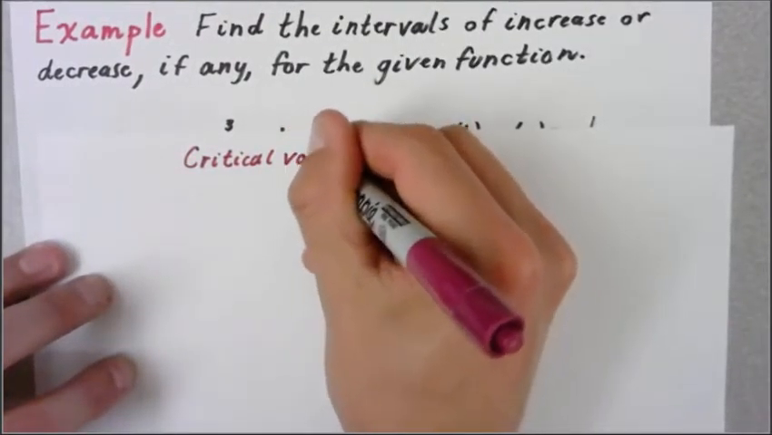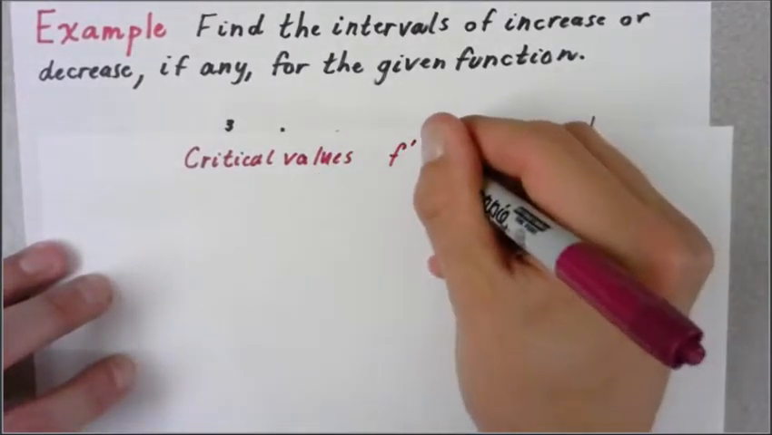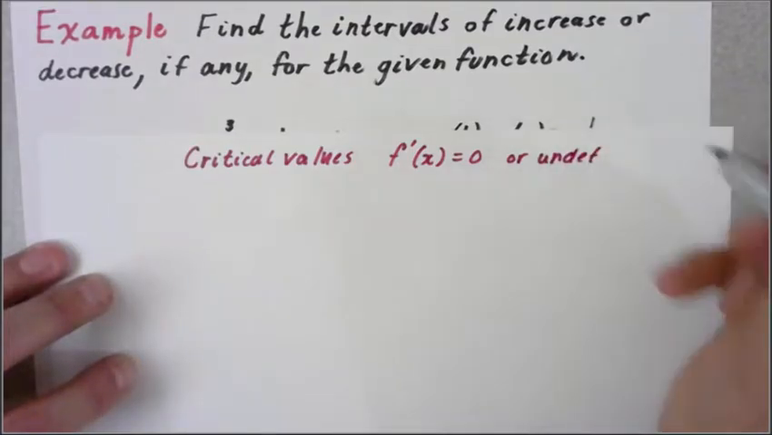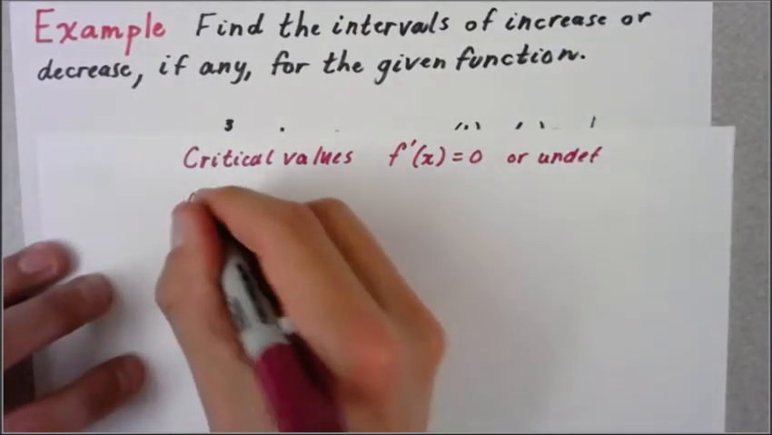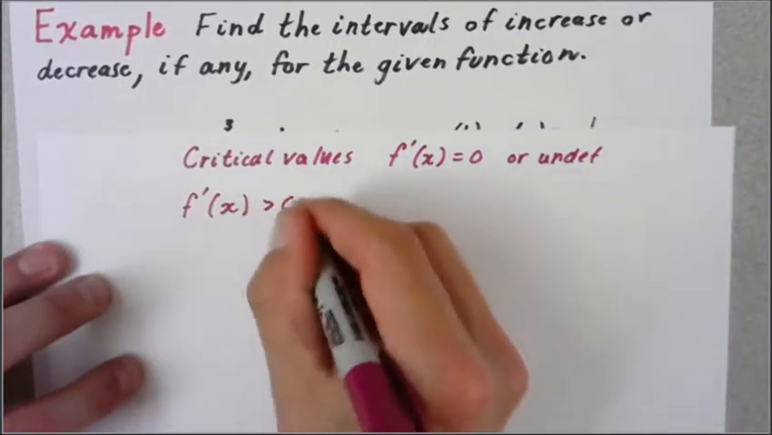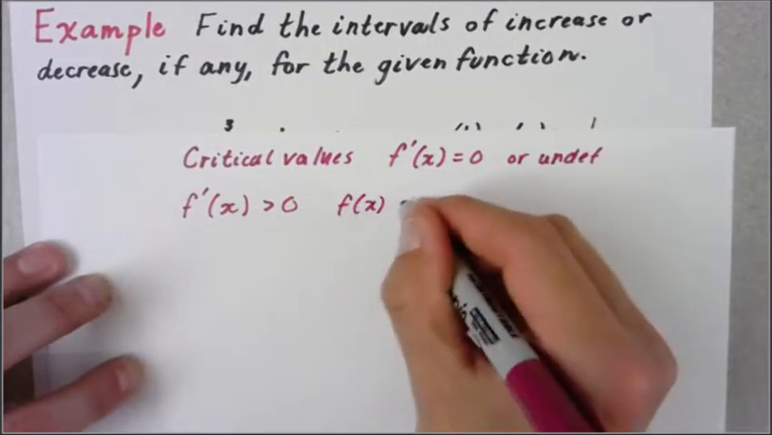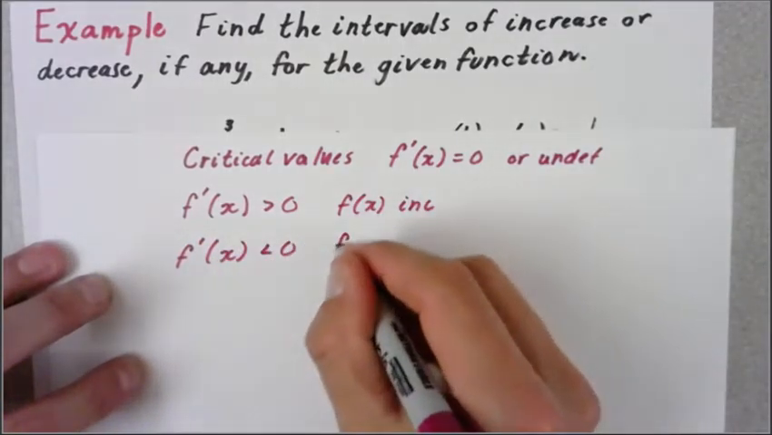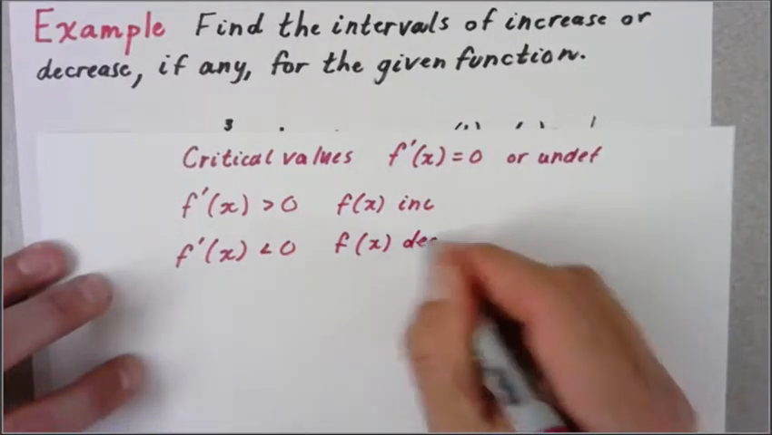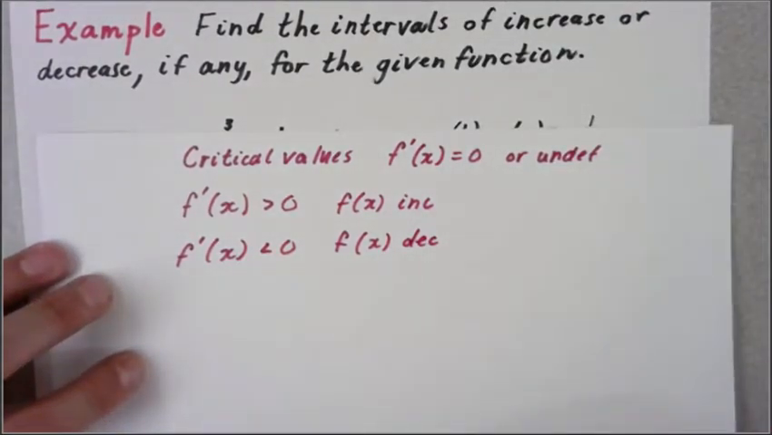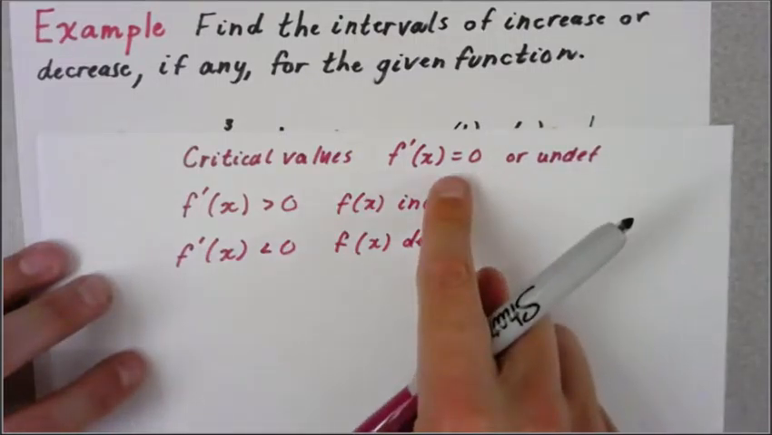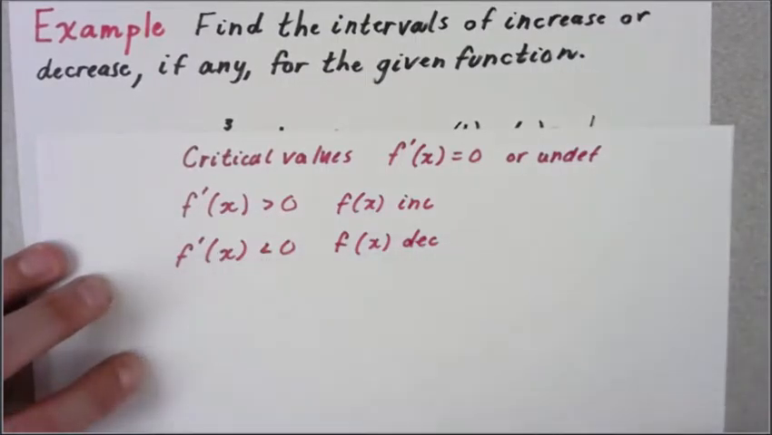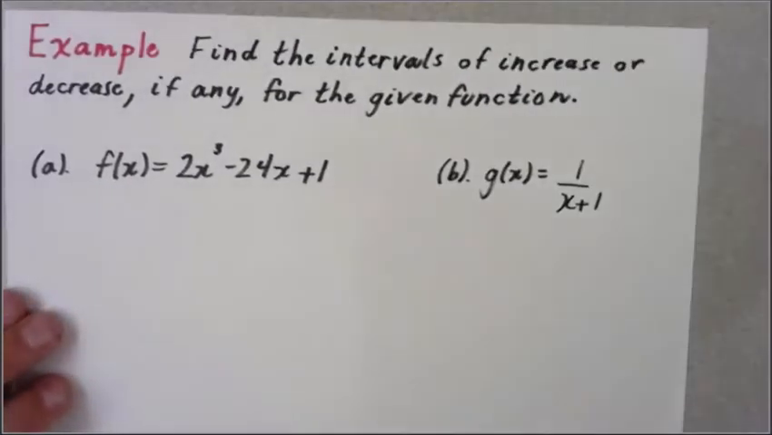That's where your derivative equals 0 or is undefined. That's one thing we have to look at. We're also going to realize that if your derivative is greater than 0, f of x increases, and if f prime of x is less than 0, f of x decreases. These three things are the idea we're taking into these examples. We're going to look at the critical values first and then see if the values of our derivative are greater than 0 or less than 0. So let's take these ideas into our example.